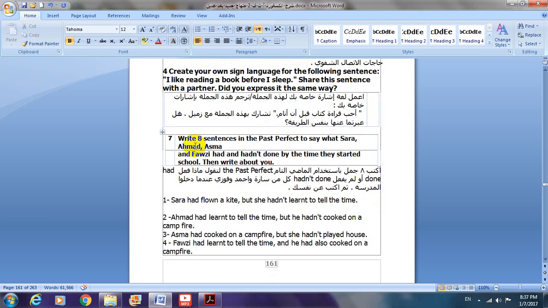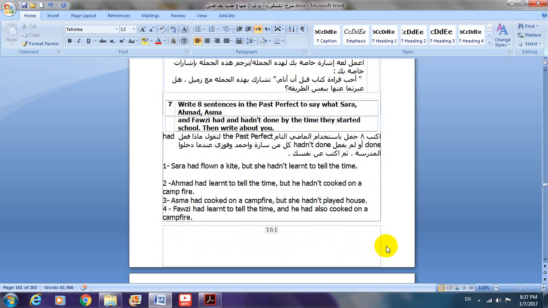7. Write sentences in the past perfect to say what Sarah, Ahmed, Asma, and Fawzi had and hadn't done by the time they started school. Then write about you. 1. Sarah had flown a kite, but she hadn't learned to tell the time. 2. Ahmed had learned to tell the time, but he hadn't cooked on a campfire. 3. Asma had cooked on a campfire, but she hadn't played house. 4. Fawzi had learned to tell the time, and he had also cooked on a campfire.